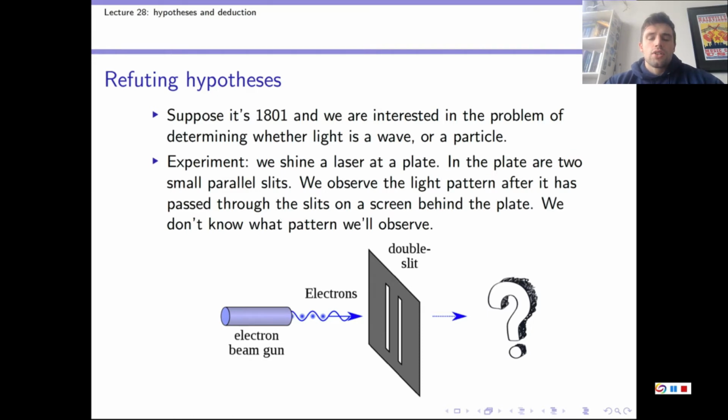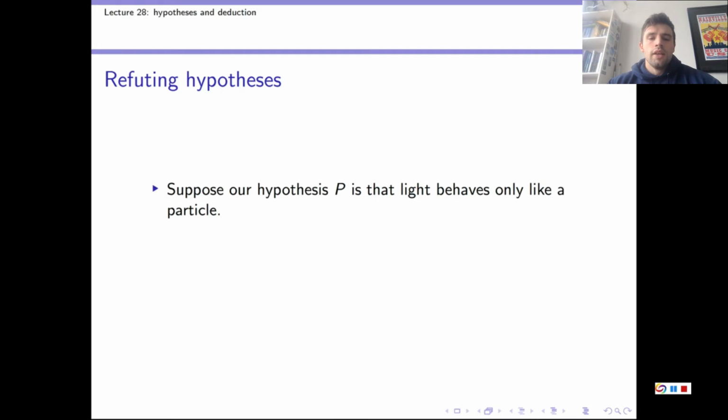We shine a light source, let's imagine it's a laser, at a plate, and in the plate are two small parallel slits. We observe the light passing through the slits on a screen behind the plate, and we don't know beforehand what to expect. So first, let's suppose we're someone who puts forward the following hypothesis. Light behaves only like a particle.